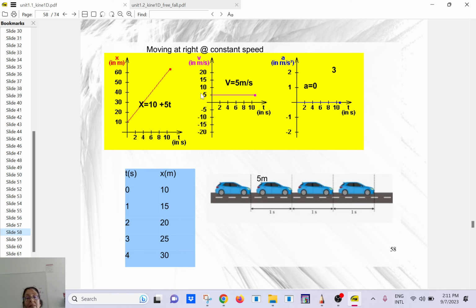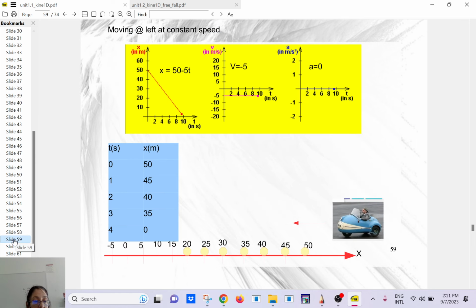And then you see the velocity here is positive. That means it's moving to the right. And here you want to look at the number line. You see it's moving in this direction. And every second it's covering 5 and 5 and 5 and 5. Okay, so that's my update on this slide.